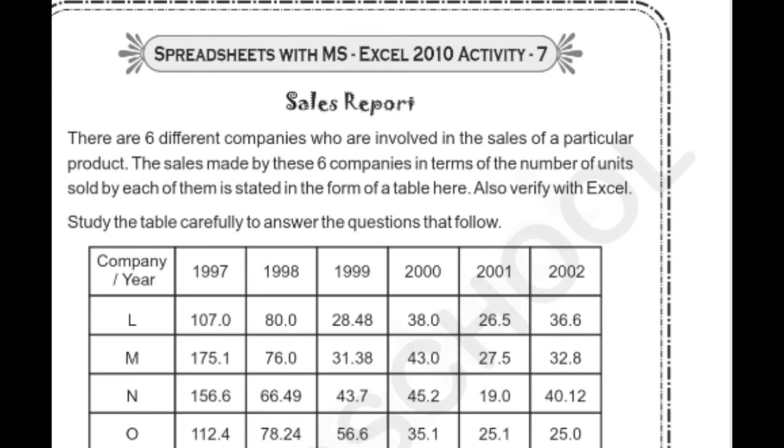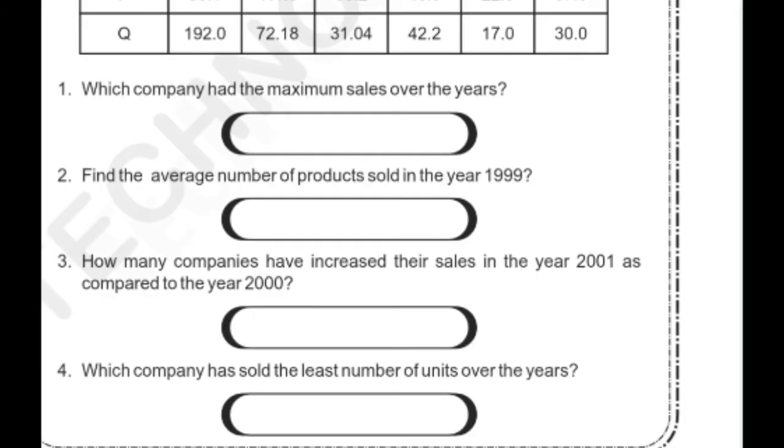Okay, so let me explain the questions here. Let me read what they are asking. So here the first question: which company had the maximum sales over the years? So we have to see the answer. You have to just find the company name with the highest sales value in the table. Okay, so just look at the table, you can find the answer.